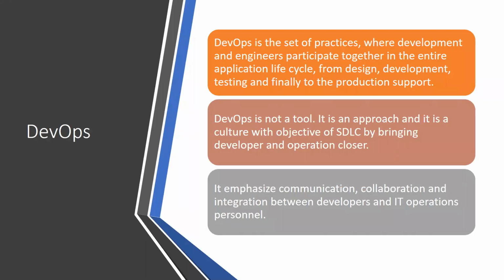Then DevOps starts. So what is DevOps? DevOps is a set of practices. It is a process, not a tool. DevOps is a set of practices in which developers and engineers participate together in the entire application lifecycle, from design, development, testing, and finally production support.